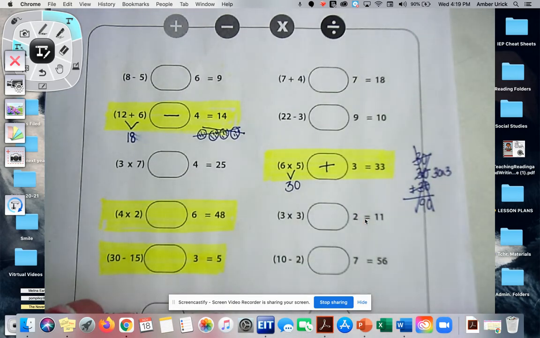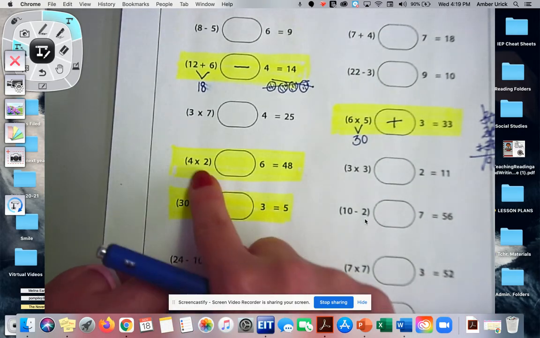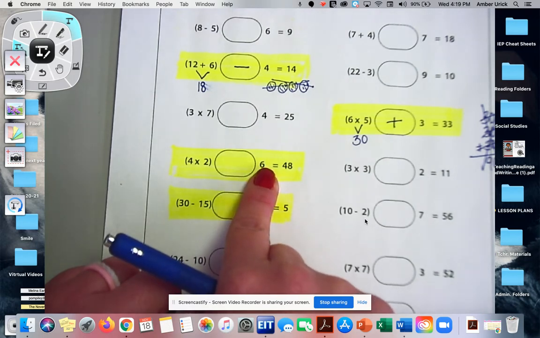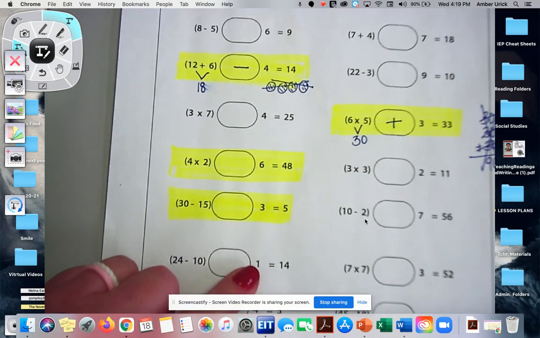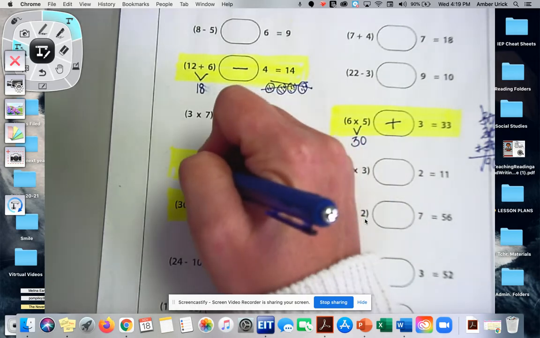Good job. Ready for another? 4 times 2 blank 6 equals 48. Wow. Where do I start? I hope you said the parentheses. Let's grab and go like we're getting takeout dinner.